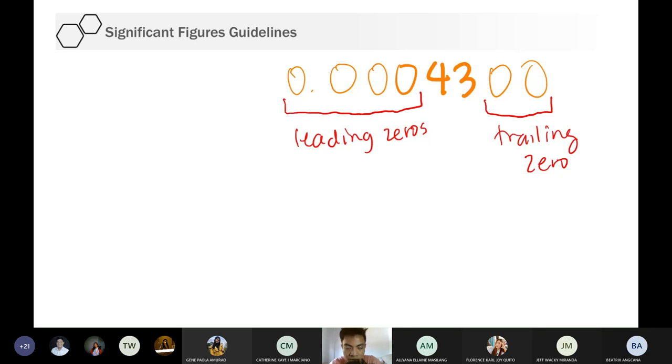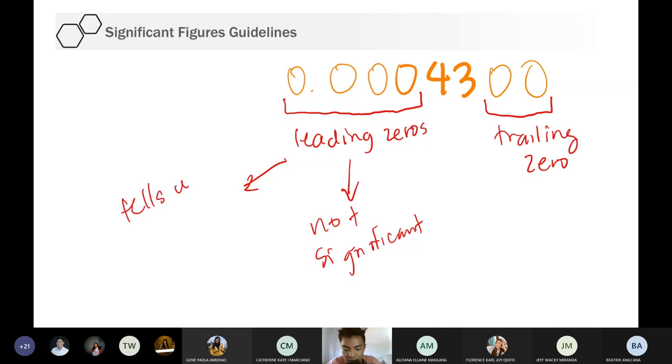So which of the two types of zero is not significant, okay? The leading zeros. So leading zeros, they are never significant, so they are not considered when counting significant figures. So what is their purpose? Their purpose in life is just to tell you where the decimal point is. That's the role of leading zeros in your number. However, they are not considered a significant figure. So ganon. For trailing zeros naman, they may be considered significant figures.